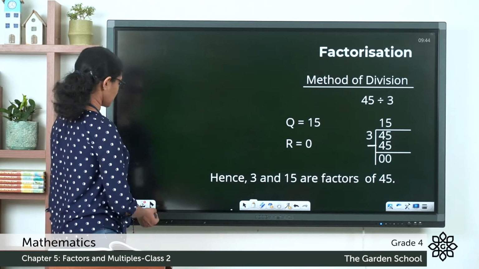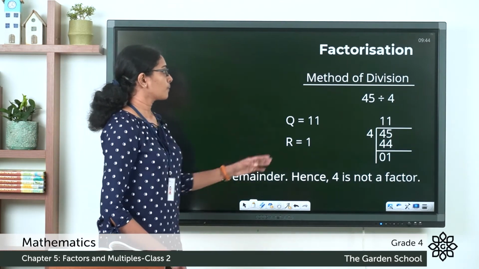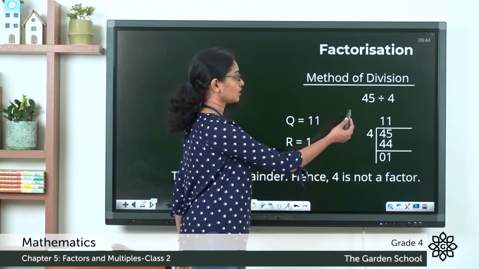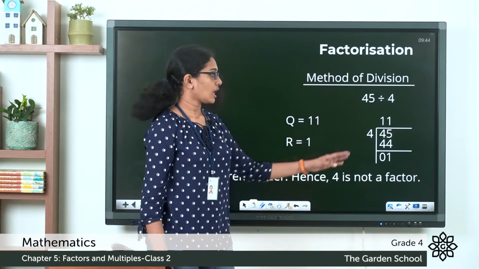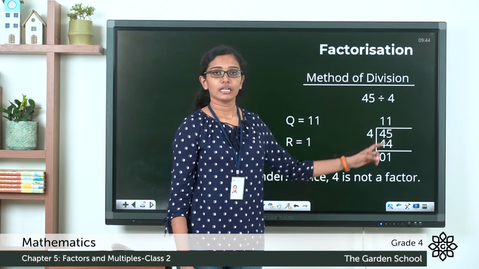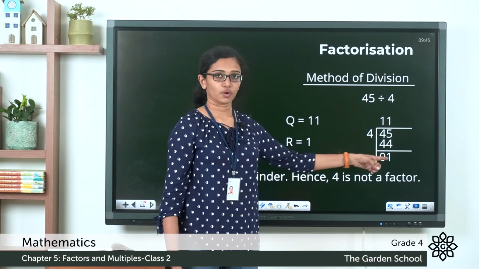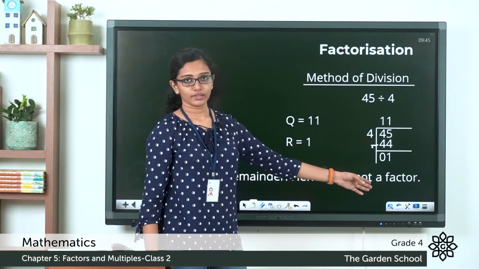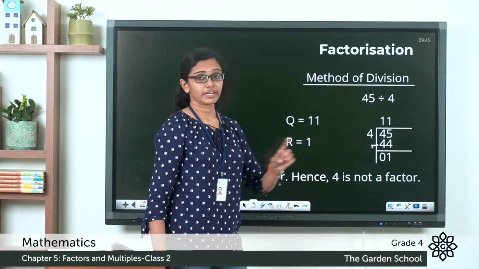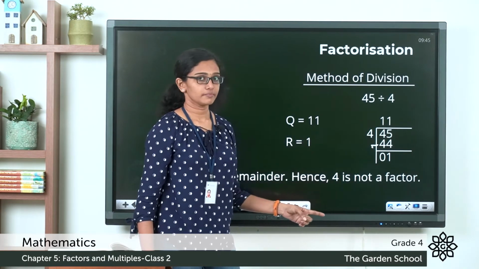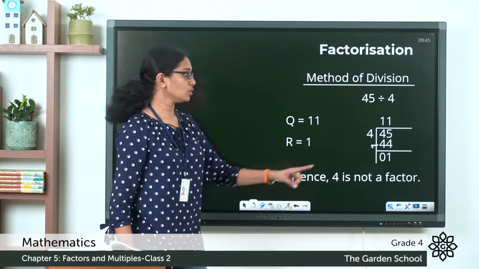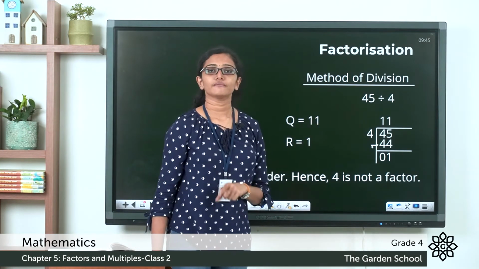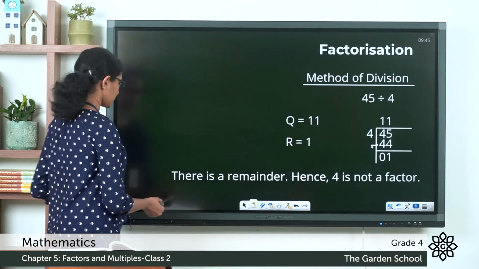Now, let's check with the next number. Let's check with 4. 45 divided by 4. How many 4s will go in 45? 11 4s are 44. So, let's write that here. Subtracting these two numbers will give you 1. So, there is a remainder of 1. The division is not complete. So, we can conclude 4 and 11 are not factors of 45. So, let's check with the next number.